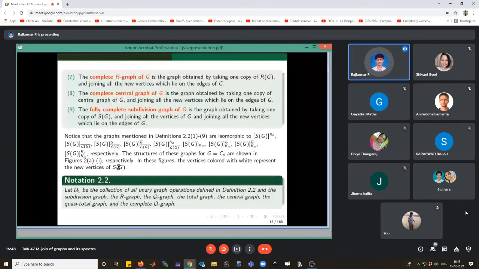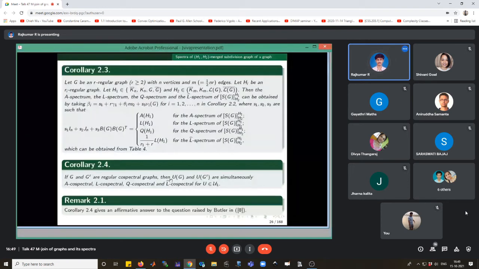So this result says that if G and G' are regular co-spectral, then if you take any unary operation from this class U1, the corresponding graphs U of G and U of G' are simultaneously satisfying these four types of co-spectrality. So this provides an example for the question raised by Butler. So this gives an affirmative answer to the question raised by Butler.